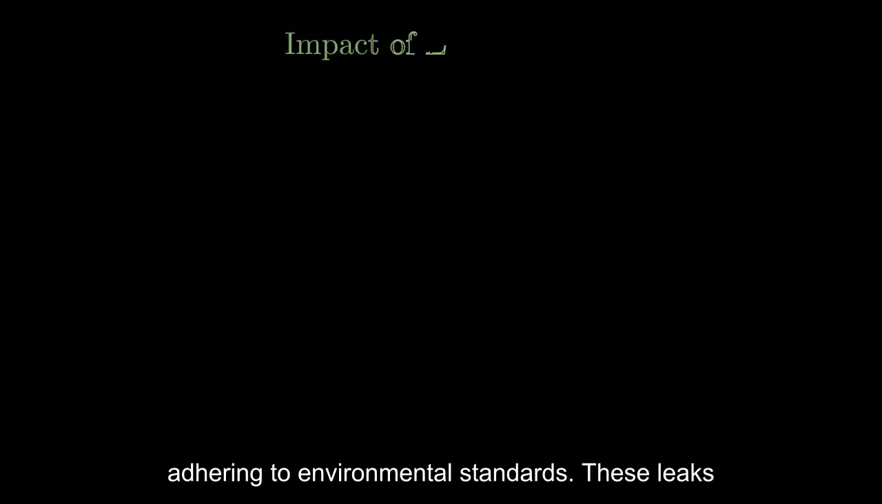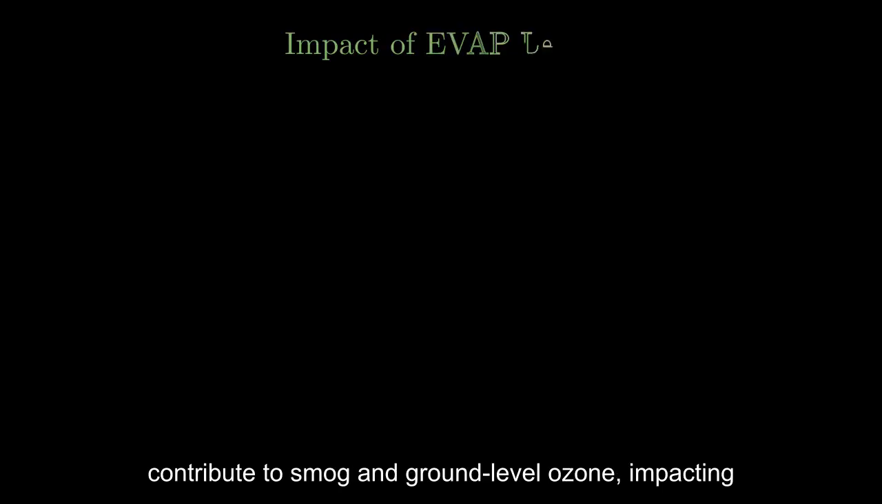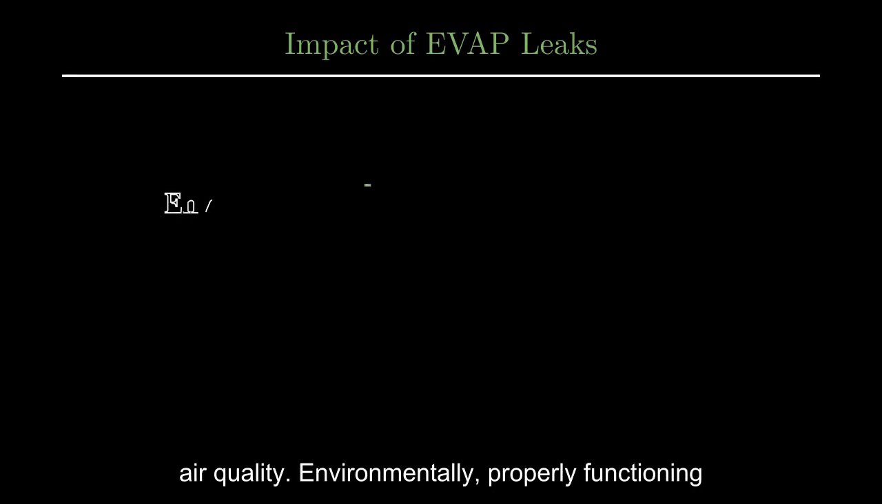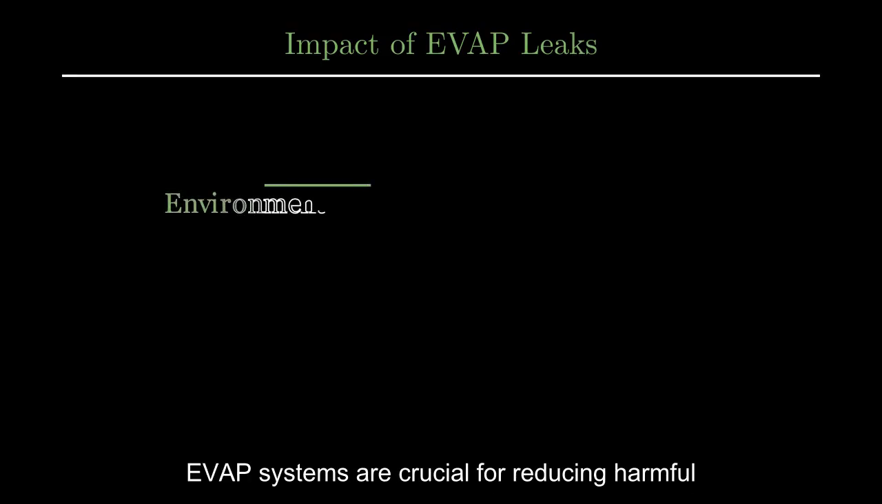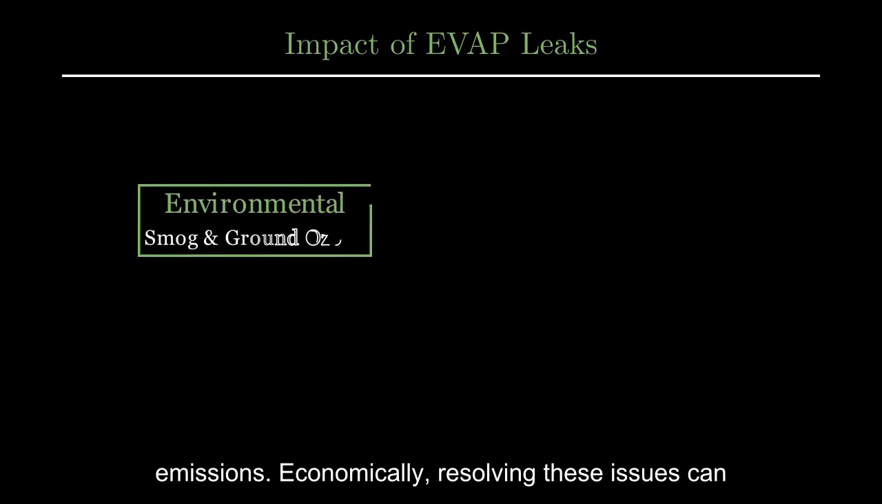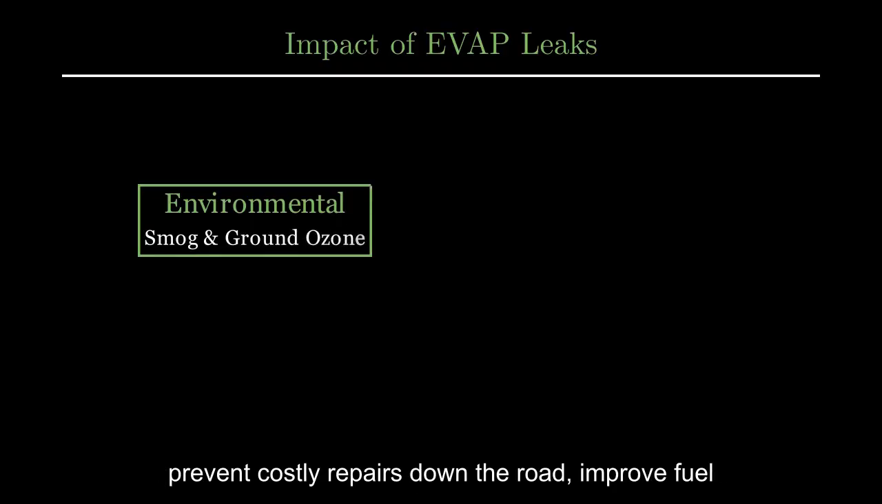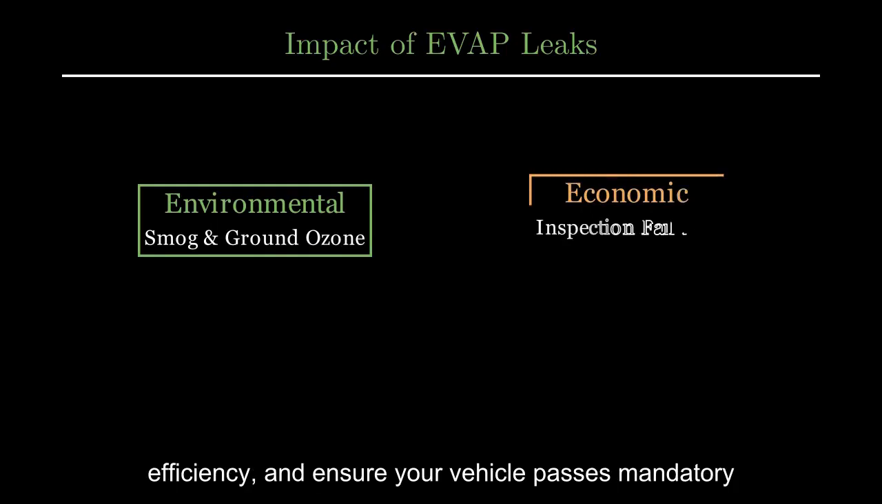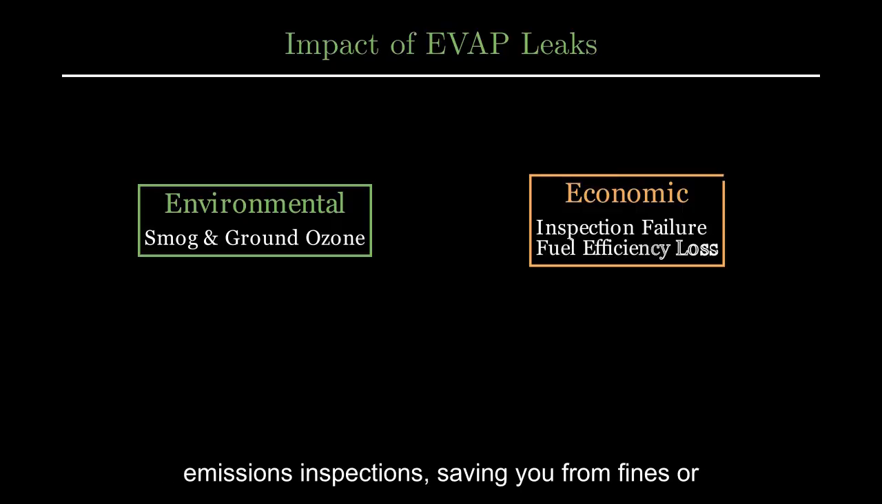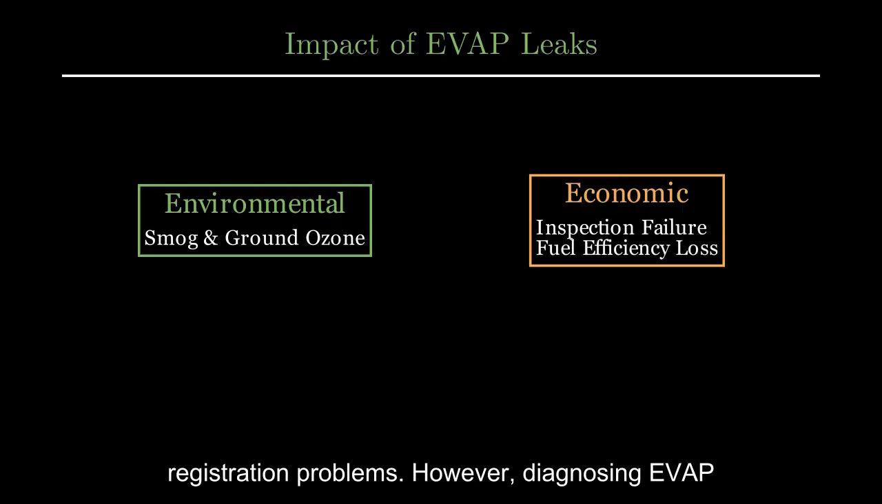Diagnosing and repairing EVAP leaks isn't just about making that check engine light disappear, it's about maintaining your vehicle's health and adhering to environmental standards. These leaks contribute to smog and ground-level ozone, impacting air quality. Environmentally, properly functioning EVAP systems are crucial for reducing harmful emissions. Economically, resolving these issues can prevent costly repairs down the road, improve fuel efficiency, and ensure your vehicle passes mandatory emissions inspections, saving you from fines or registration problems.